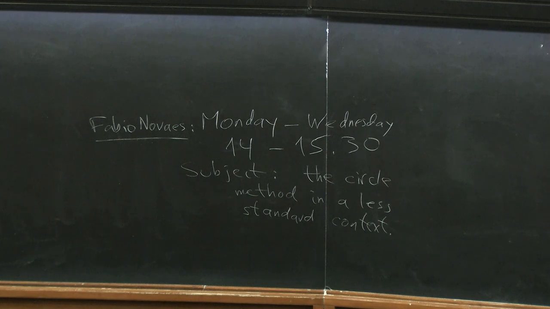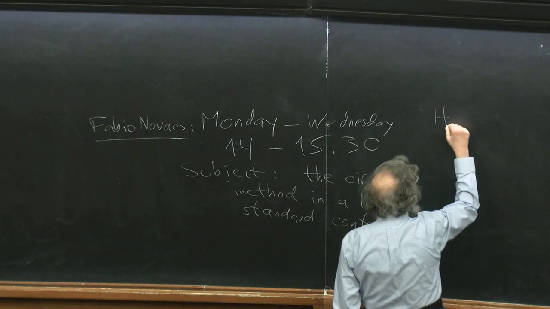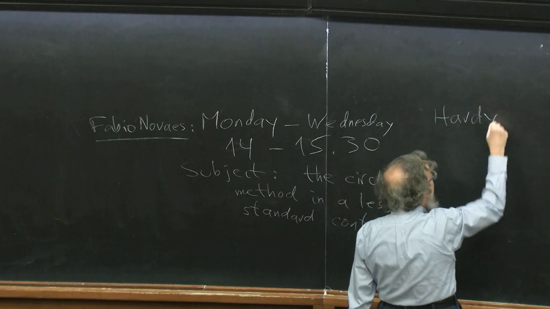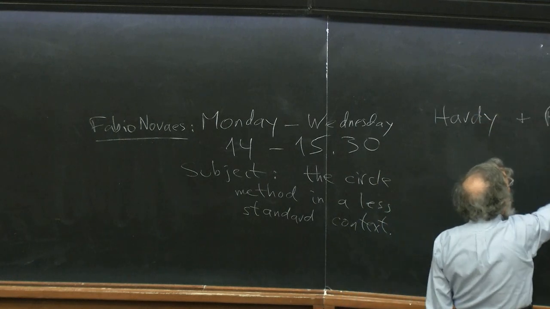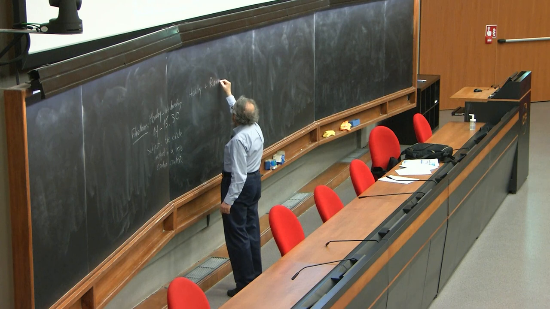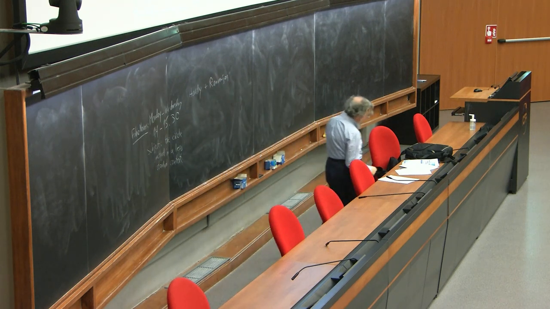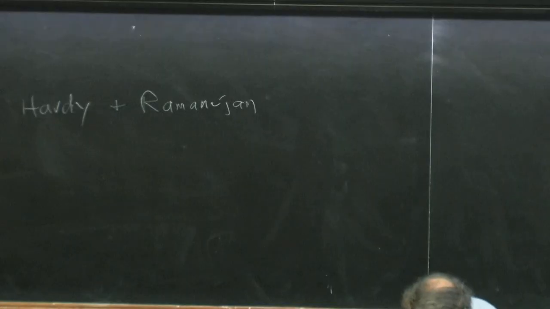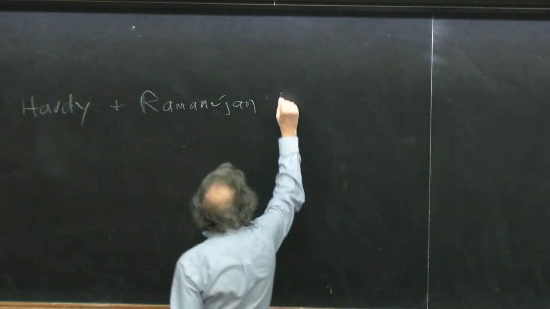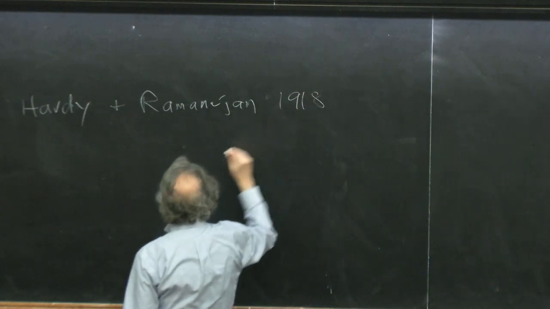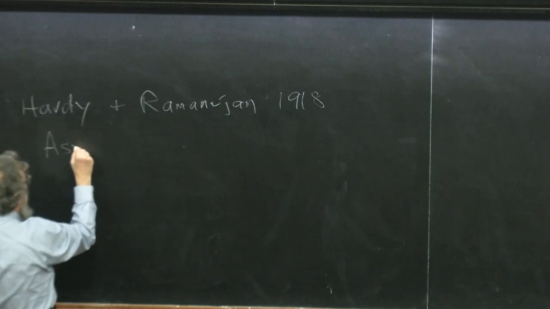So the original paper of Hardy and Ramanujan, the famous paper that I talked about at the Ramanujan Day, maybe 3 weeks ago, just before this course started. That paper was 1918, and it's called, if I remember, Asymptotic Formulae in Combinatorial Analysis. So I'll write that because it's such a famous paper.